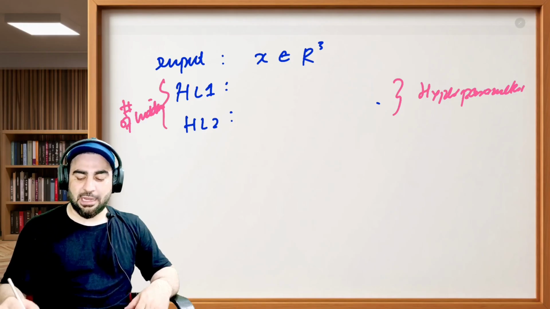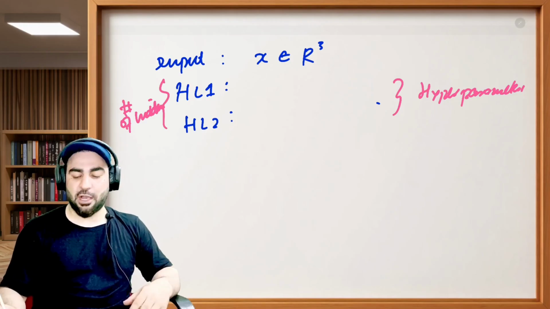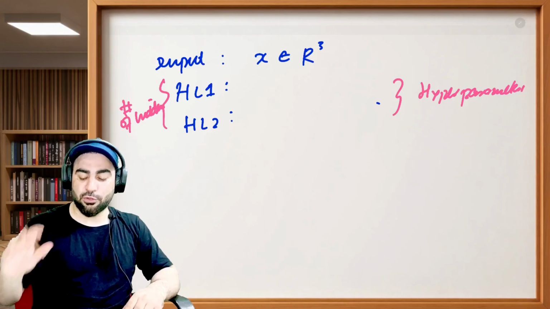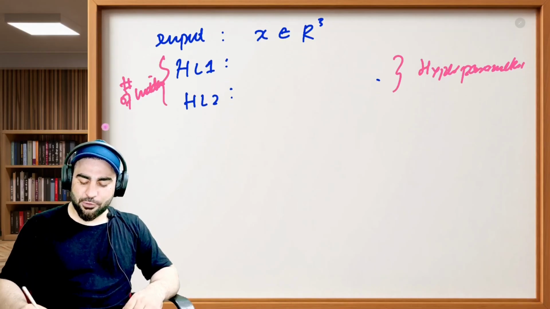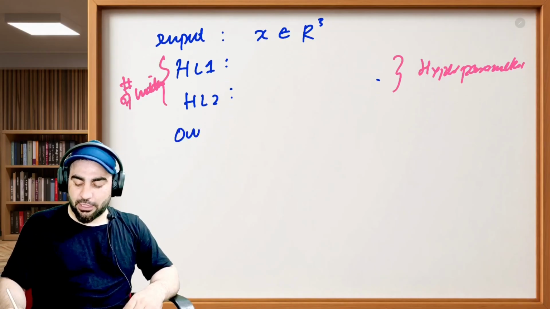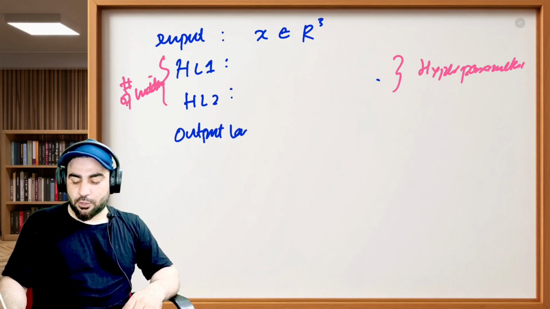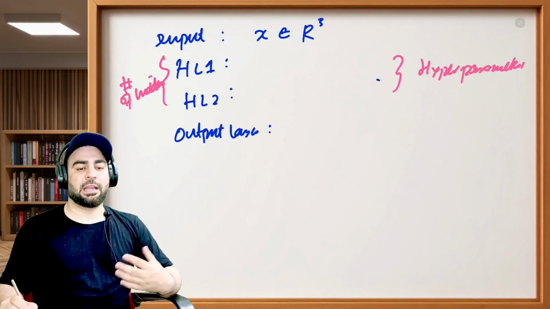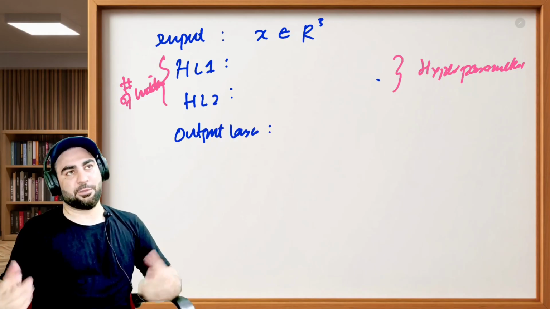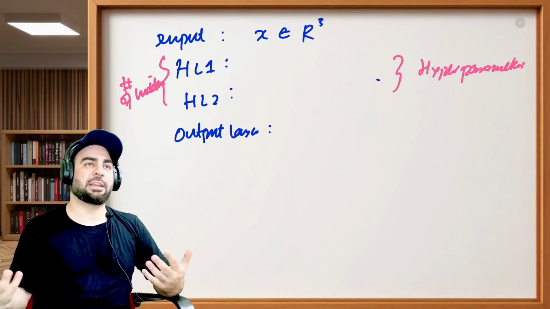You have input, and then there are a lot of hyperparameters to adjust: how many input neurons, how many output neurons should be there. Let's suppose you also have an output layer at the end. If it's a classification problem, you can have just one neuron. It can be high or low.